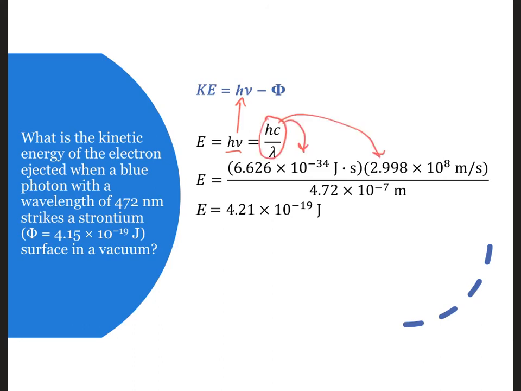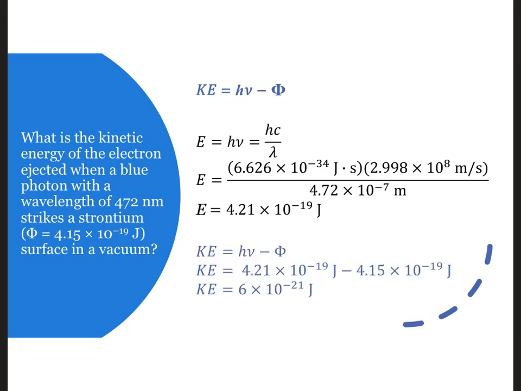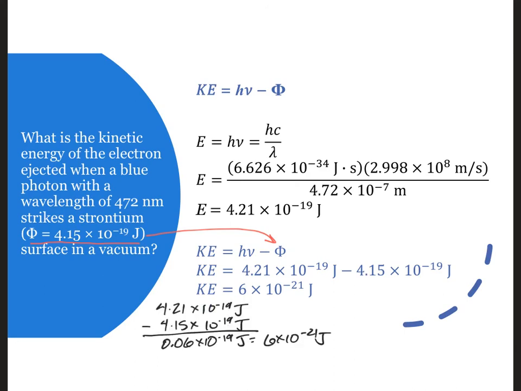Finally, we can use our kinetic energy equation to find out how much of the photon's energy is left over after the electron is liberated from the strontium surface. We see that the amount is small, but equals 6 times 10 to the negative 21st joules. Note that we lose two significant figures in the process of doing this subtraction.